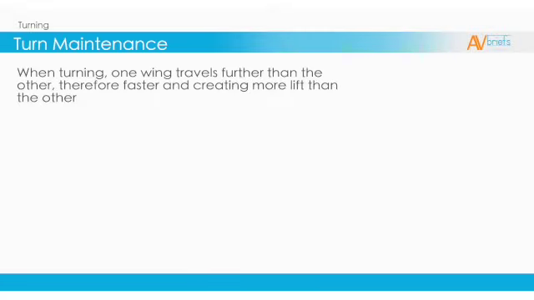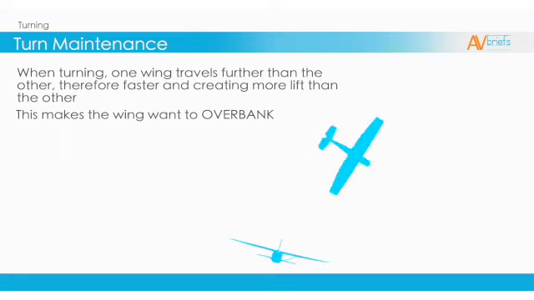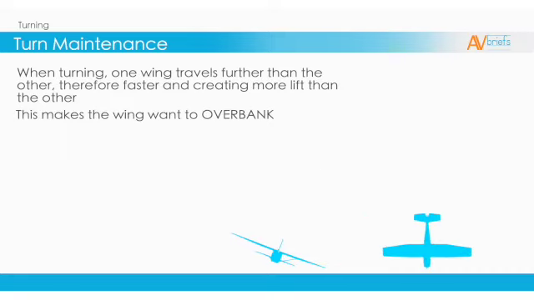When turning, one wing travels further than the other. Therefore, it is faster and creating more lift than the other. This makes the wing want to overbank. You can see here that the left wing is traveling a further distance. As it's traveling further, it's passing through more air, and that creates more lift. So the left wing will want to increase its bank angle. This is why you want to centralize the controls, and then maintain the bank angle, with small inputs as needed.